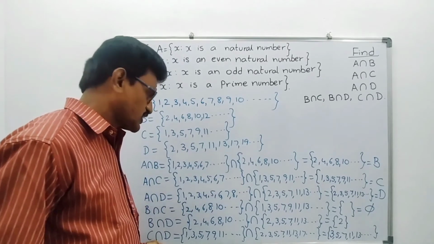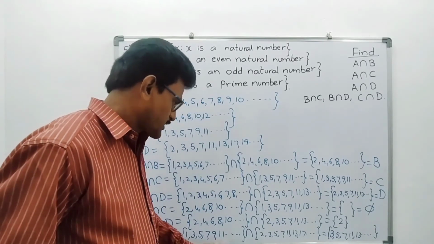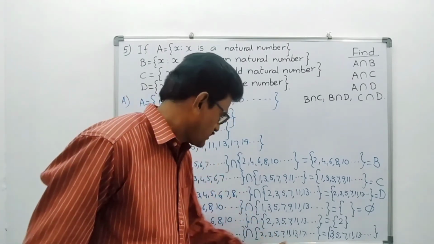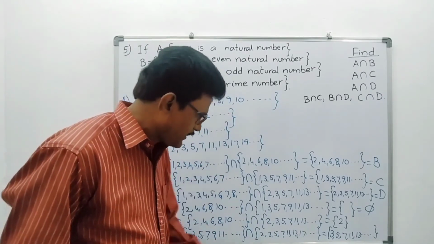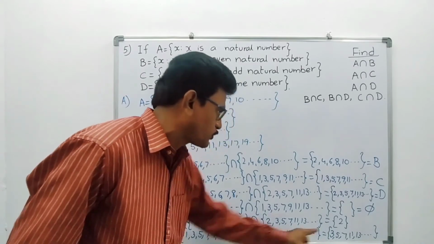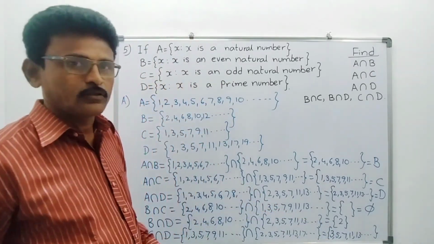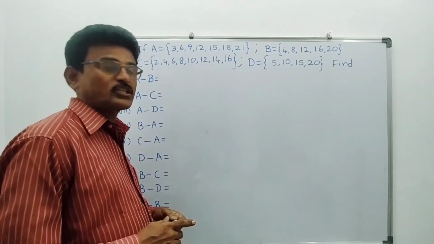Okay, C intersection D. Here odd numbers are there, here also odd numbers are there, and 2 is there. So in combination we will get only the prime number list except 2 in the answer. Right? Okay.